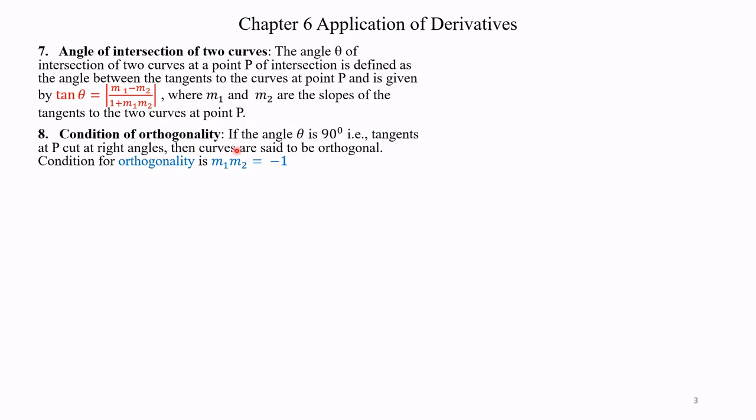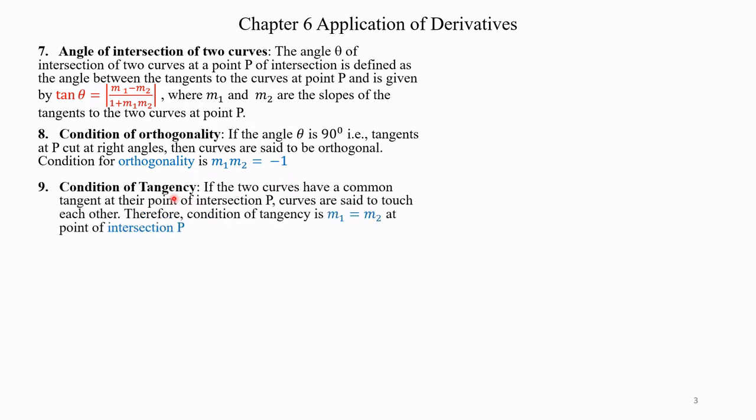Condition of orthogonality. If theta is 90 degrees, that is, when the curves are intersecting at 90 degrees and the tangents at P cut at right angles, then the curves are said to be orthogonal. When two curves intersect at 90 degrees, the curves are said to be orthogonal. The condition for orthogonality is m1 into m2 is equal to -1.